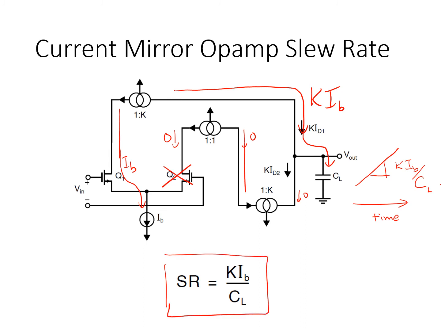Now we could do a similar analysis for a large negative transient arising at the differential input, and that would give rise to the exact same slew rate in the negative direction. So you can leave that for an exercise for you, but in either case, the slew rate is K times IB divided by CL.